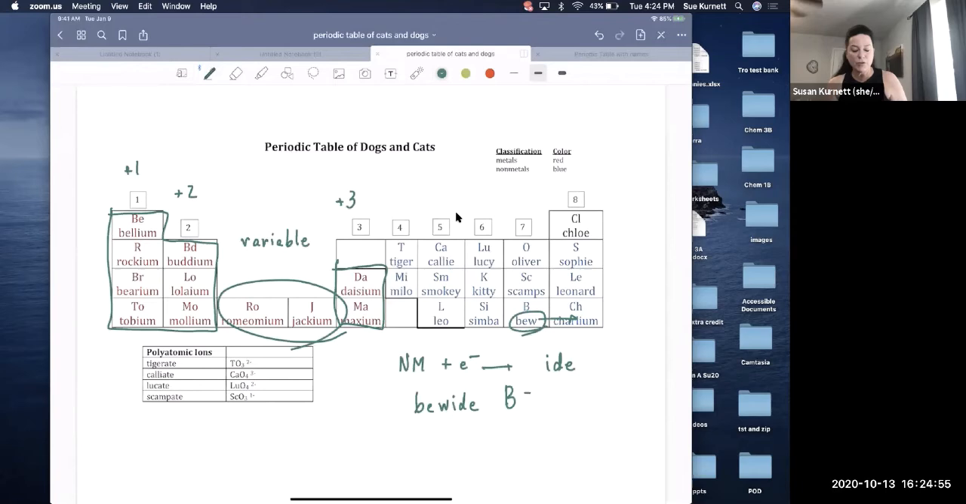How many electrons does it need to gain? 1. Kidide or kittiide would be K, because that's a symbol, but because it's in this column, it'd be -2. And then if we had leoide, it would need to gain 3 electrons.